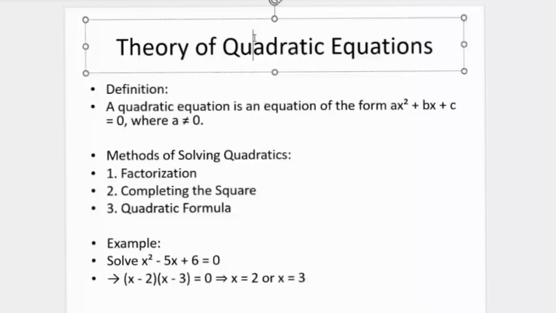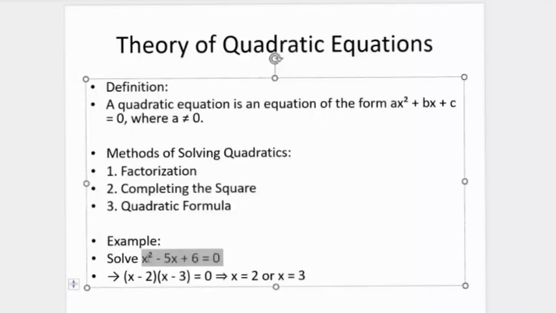So here's a quick example illustrating what the factorization method is and how it works. We have a quadratic equation here as x squared minus 5x plus 6 equals 0. Of course, this is quadratic because we have x to the power of 2 as the highest power in our equation. So you can already tell this is a quadratic equation. Now, how do we go about solving this?